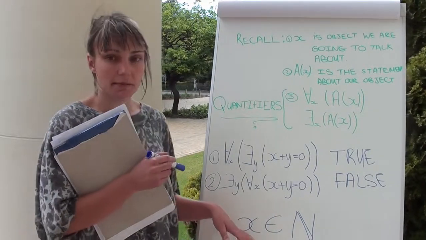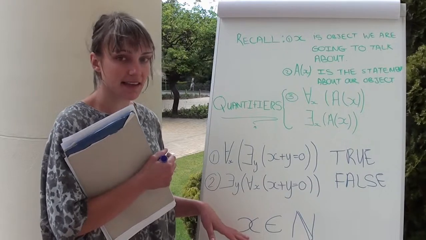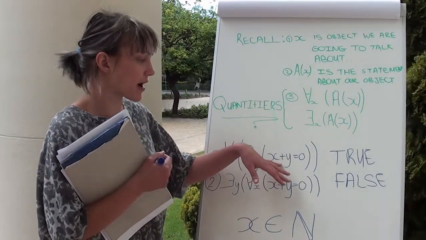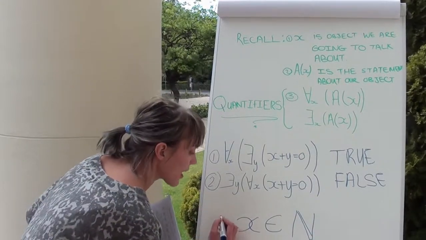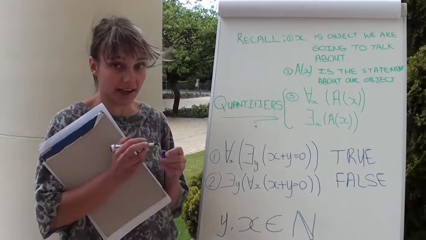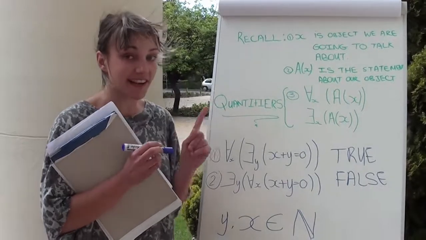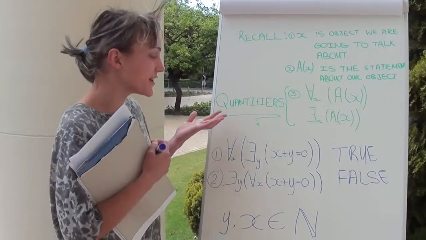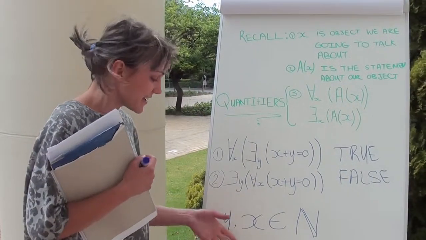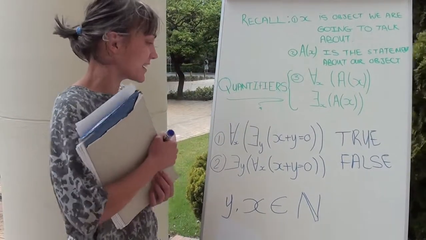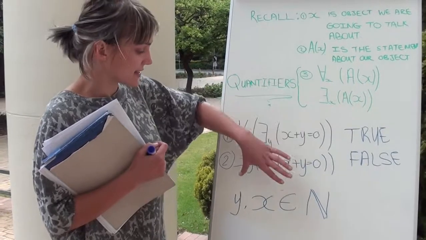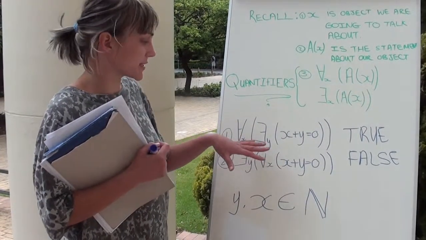Secondly, we make a statement with this X, and we say X plus Y is equal to 0. But then we should also say that Y and X are elements of natural numbers. We have to be precise in mathematics. We cannot have two variables and then exclude another one from what we are going to talk about. So this is our A(X), this is our object, and this is our quantifiers.